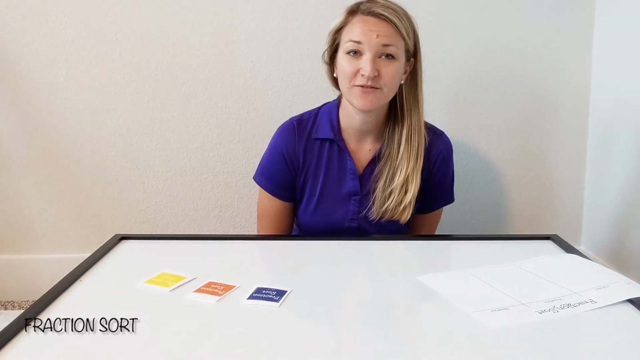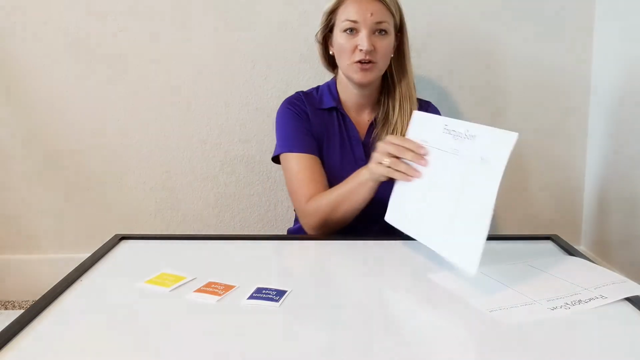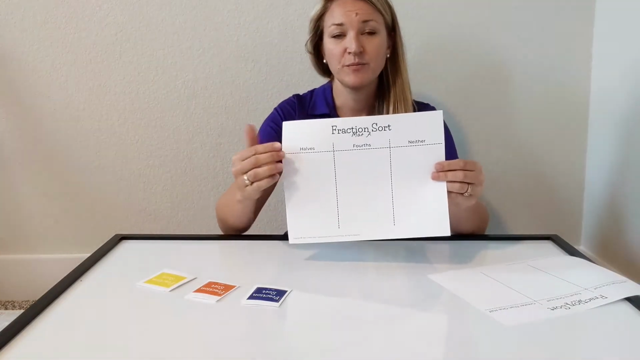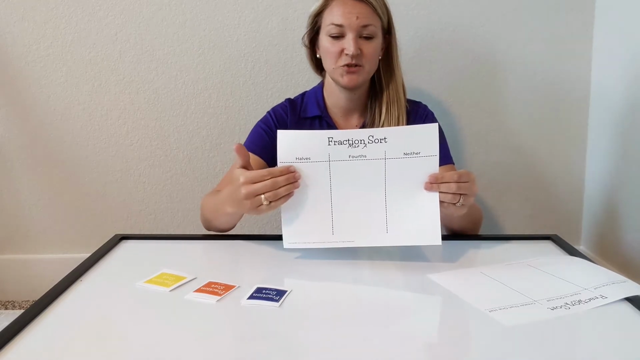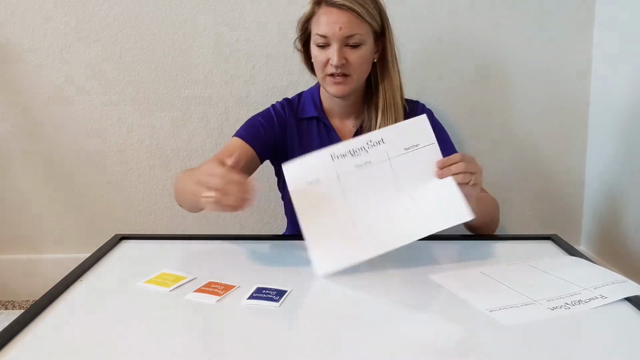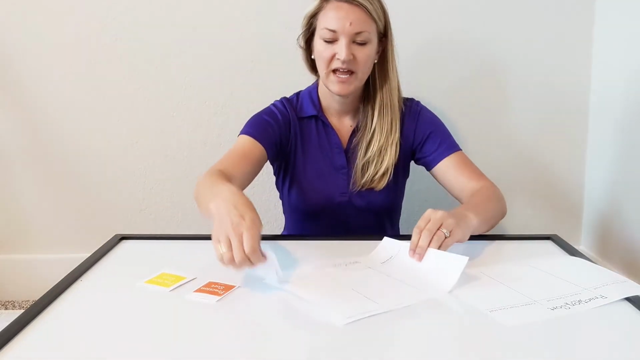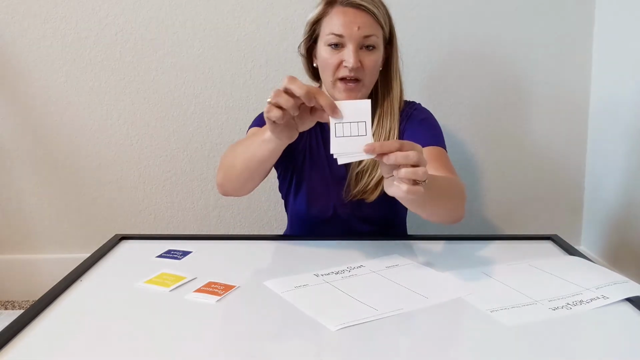Let's take a closer look at the fraction sort activity. For lower grades, kindergarten and first grade, the students are purely going to be identifying if a certain shape is partitioned into halves or fourths, or if it's neither. So as they look at set A, they're going to see various shapes partitioned in different ways.